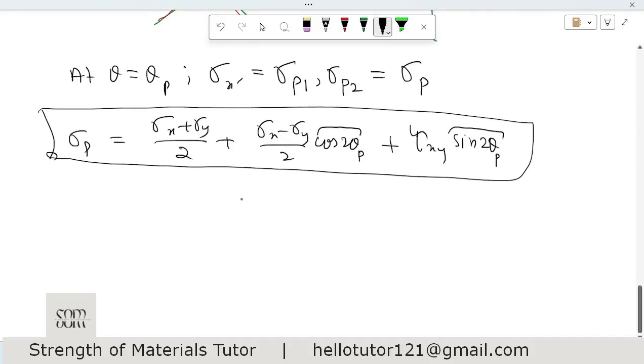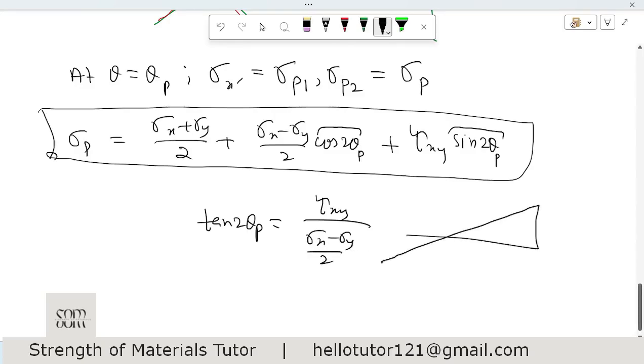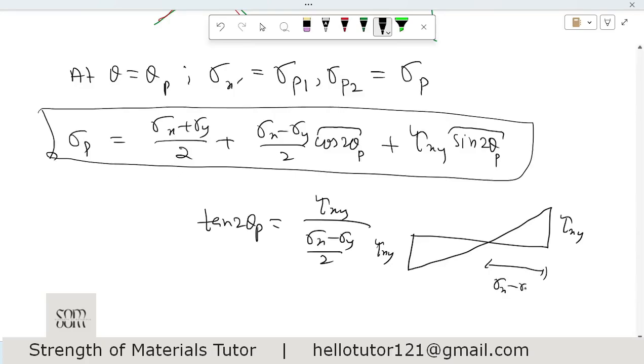Okay, we found the relation tan 2 theta p is tau xy divided by (sigma x minus sigma y)/2, and in the geometric form, if we write it, it is going to be like this. This is going to be tau xy, and these two sides are going to be (sigma x minus sigma y)/2.